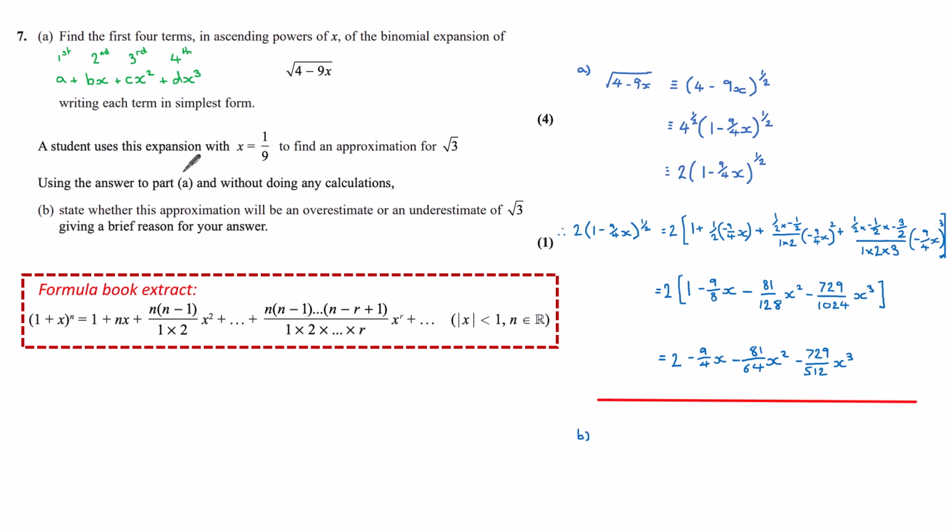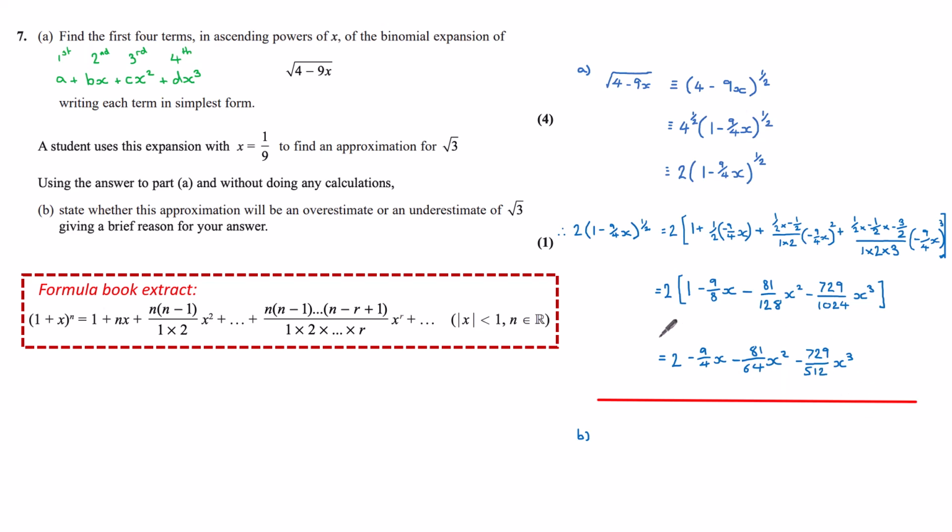A student uses this expansion with x equal to a ninth to find an approximation for root 3. Using the answer to part A and without doing any calculations, state whether this approximation will be an overestimate or an underestimate of root 3, giving a brief reason for your answer. So using this expansion to find an approximation, we would substitute 1/9 in for x. So 2 minus 9 quarters times a ninth minus 81/64 times a ninth squared, and so on.